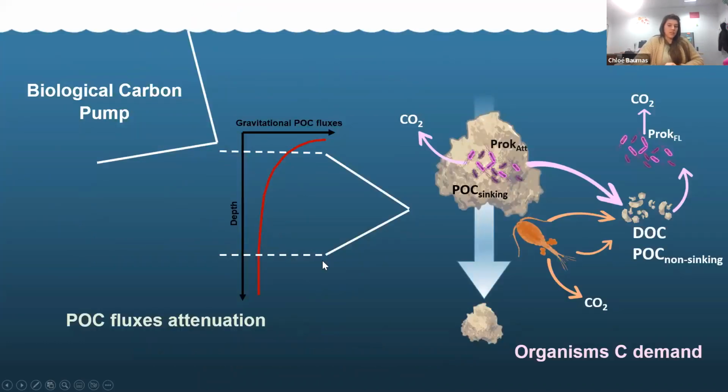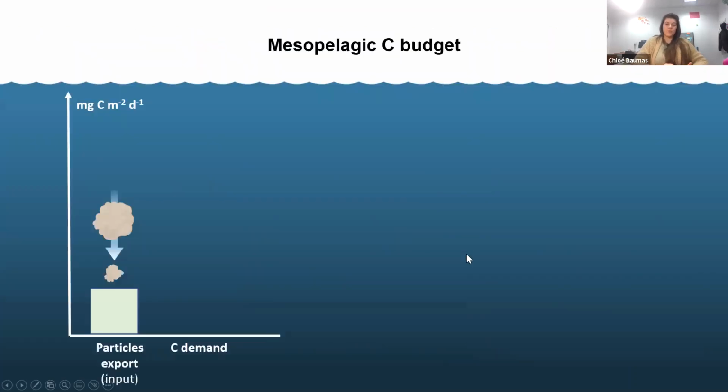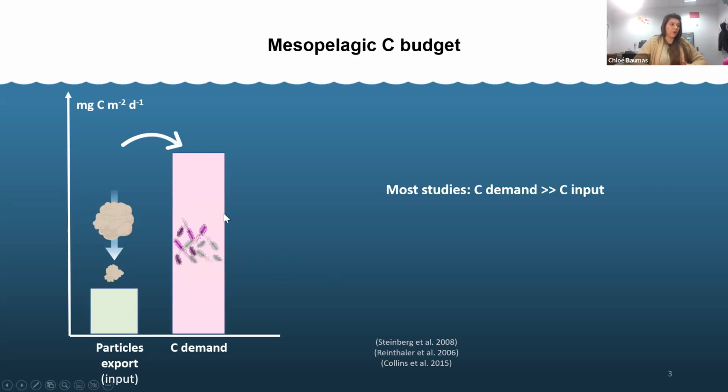So following this logic, the observed attenuation of sinking carbon flux should be higher than the organism's carbon demand, which are living in the mesopelagic zone. And if we represent it as a bar plot, the input bar in green should be larger than the carbon demand bar. However, all the processes involved in the calculation of mesopelagic carbon budget are really difficult to quantify today. And as a result, we constantly, and in most of study, obtain a discrepancy between the carbon demand and the particle export.